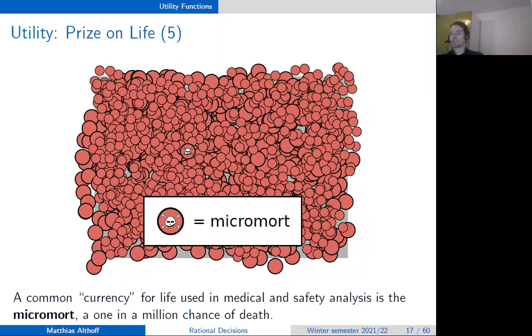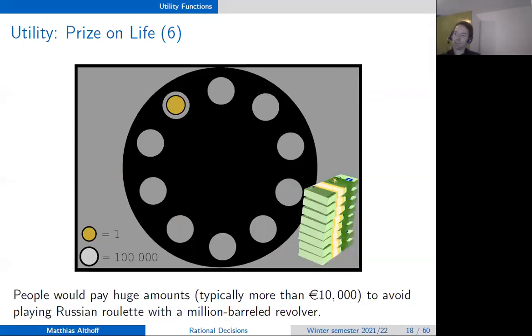And one common currency is the micromort. This is a one in a million chance of dying. And exactly, one micromort was this 1 million barrel Russian roulette game. And people would typically pay huge amounts, typically more than 10,000 euros, to avoid playing Russian roulette with a 1 million barrel revolver. This is according to a more representative survey. Maybe this survey is also outdated, but at that time, people would have paid more money.